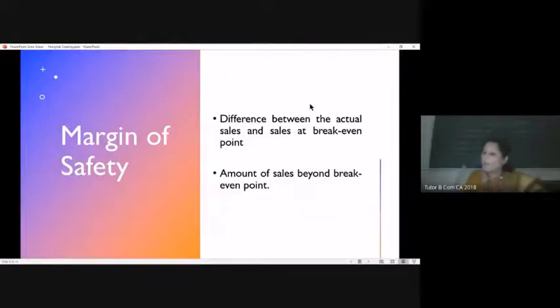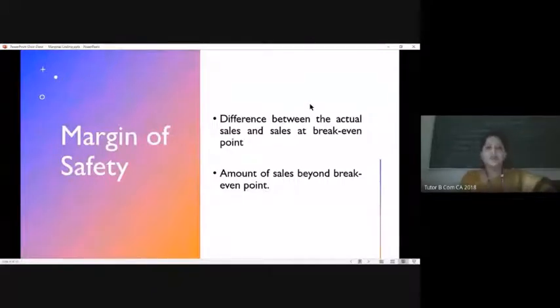That's why I said, once you cross the break-even point, you are said to be falling into margin of safety. So it is the difference between actual sales and break-even point. The amount of sales beyond the break-even point is what we call margin of safety. It's actually a safety net for the firm. That's why the term margin of safety has been coined.